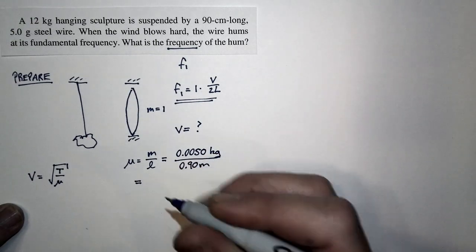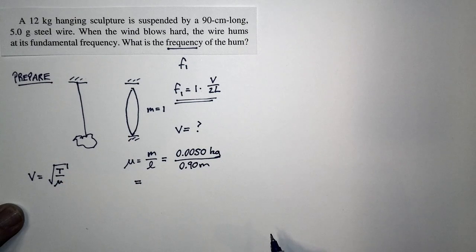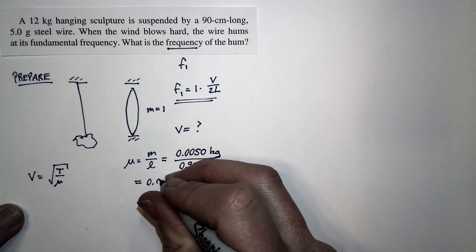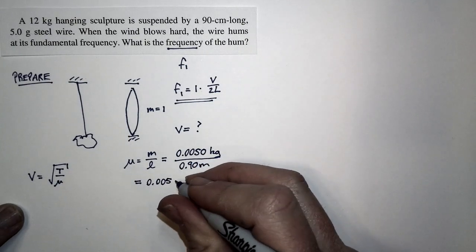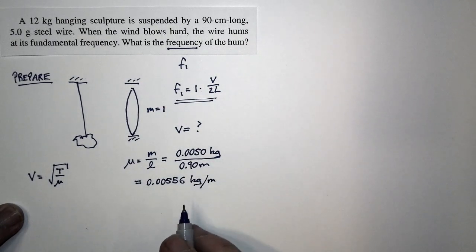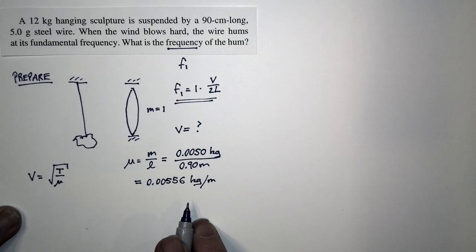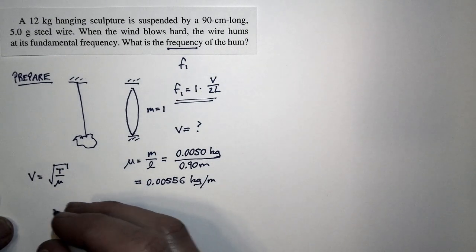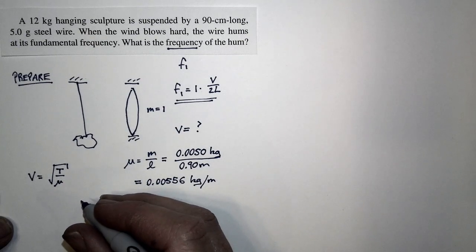And so the mass per length of this wire is just 0.00556 kilograms per meter. Now notice I'm keeping an extra significant figure here because this is an intermediate stage of the calculation. How about the tension? What is the tension equal to?